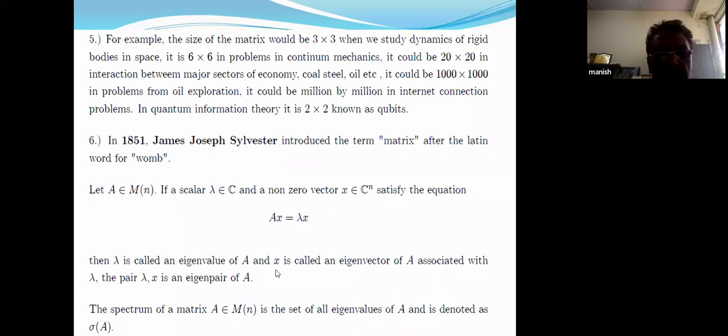This is just a historical remark. In 1851, James Joseph Sylvester introduced this term after the Latin word for womb.